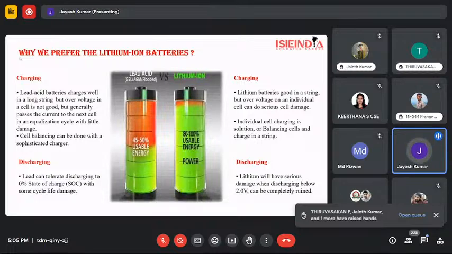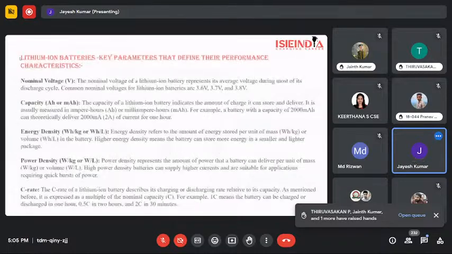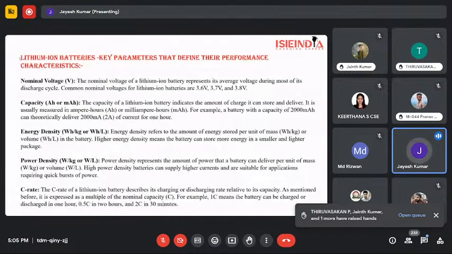So we will move towards the key parameters of the lithium-ion battery. In lithium-ion batteries, the main parameters are nominal voltage, capacity, energy density, and the C rate. In the nominal voltage, we will see the output voltage we are getting most of the time from the battery. Means a battery having a cell of 4.2 volt output supply, where we will see that most of the time we are getting 3.7, 3.8 voltage from that single cell. So that cell has a nominal voltage of 3.7 volt.